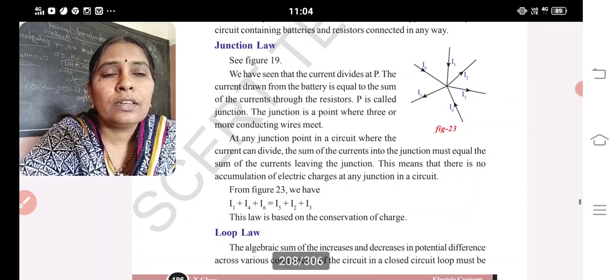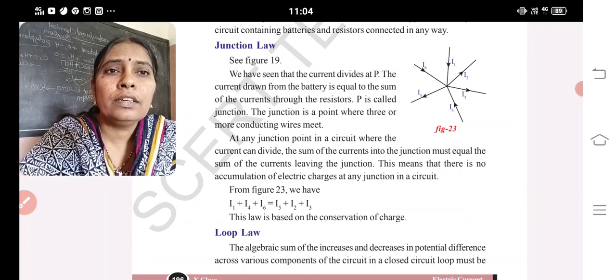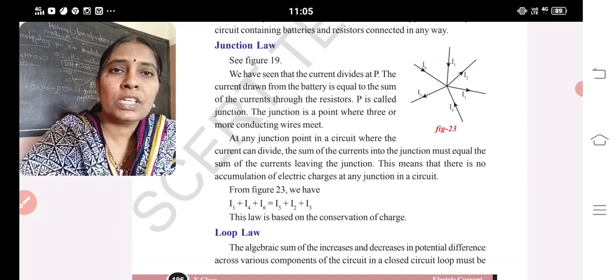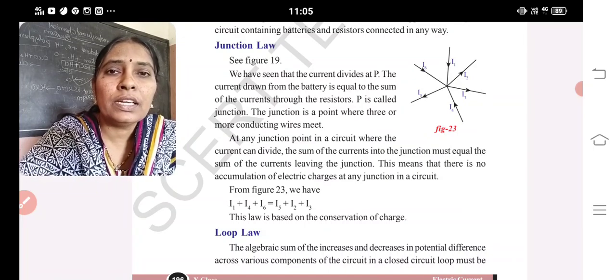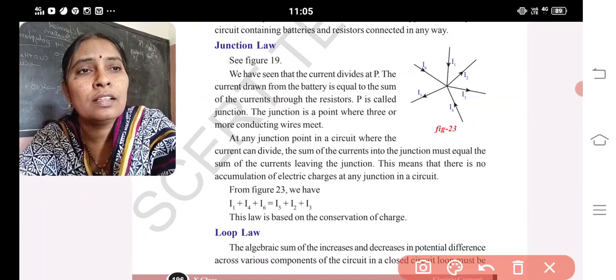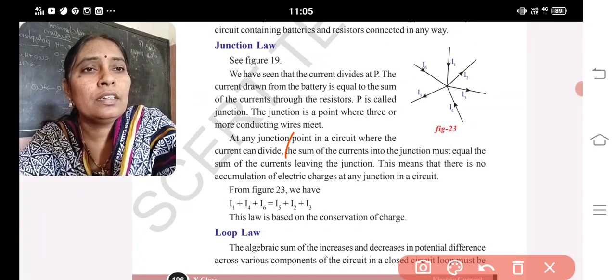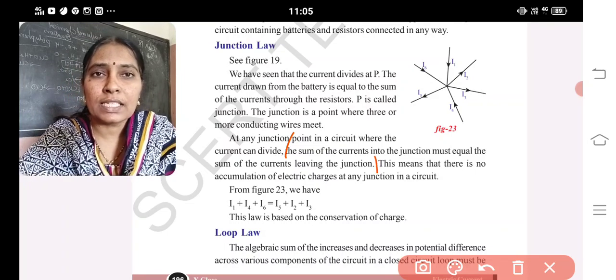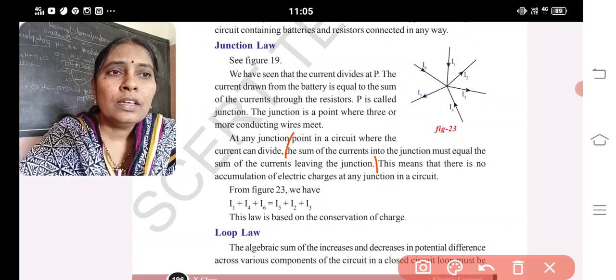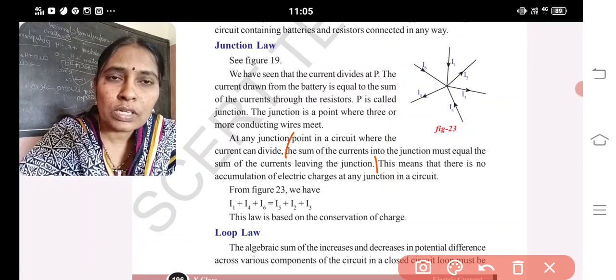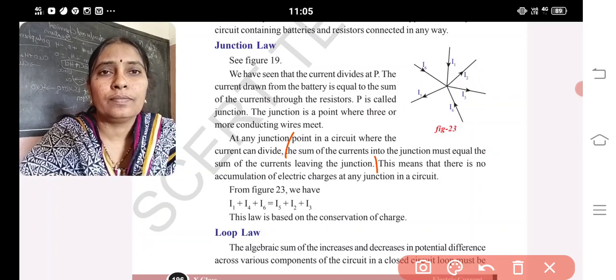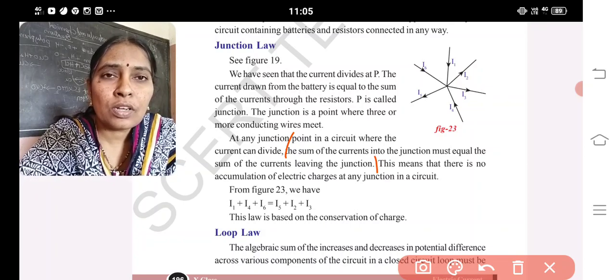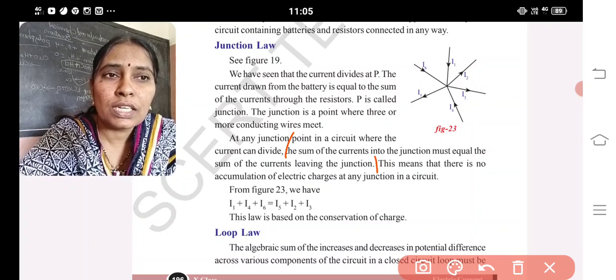Any junction point in a circuit where current divides, the sum of the currents into the junction must equal the sum of the currents leaving the junction. See the junction law. Sum of the currents into the junction must equal the sum of the currents leaving the junction. This is known as the junction law. This means that there is no accumulation of electric charges at any junction in a circuit.